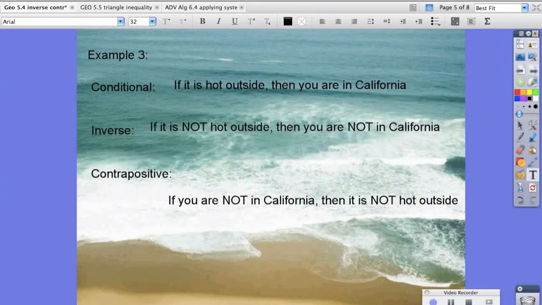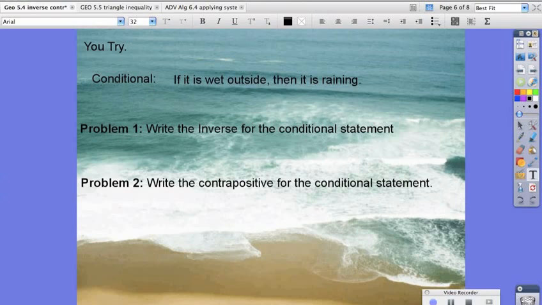And that's it. So now it's your turn. I want you to take the conditional statement, if it is wet outside, then it is raining. Then I want you to post problems 1 and 2 to Edmodo. First we'll post, everyone else will just reply. Problem 1 is asking you to write the inverse, and problem 2 is asking you to write the contrapositive for the same conditional statement.